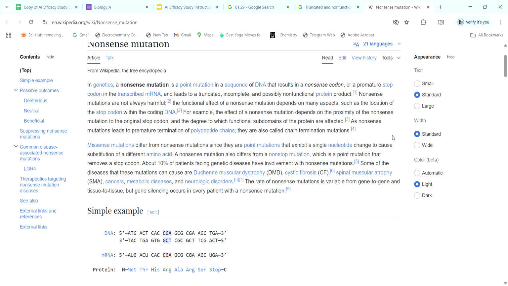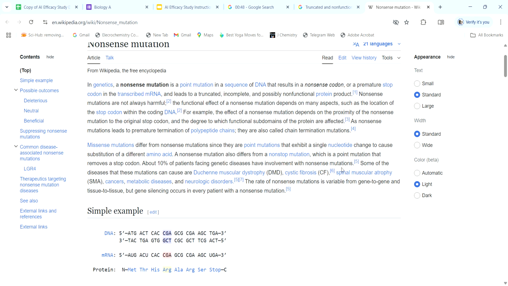As a nonsense mutation leads to premature termination of polypeptide chains, it is also called a chain termination mutation. Missense mutations differ from nonsense mutations since they are point mutations that exhibit a single nucleotide change to cause substitution of a different amino acid. A nonsense mutation also differs from a non-stop mutation, which is a point mutation that removes the stop codon. About 10% of patients facing genetic disease have involvement with nonsense mutations.